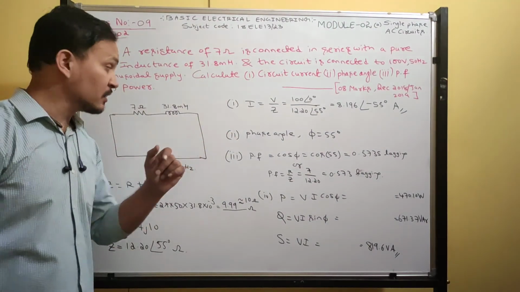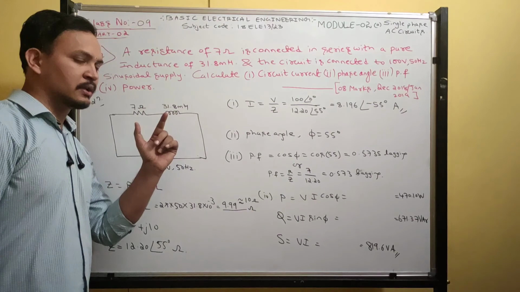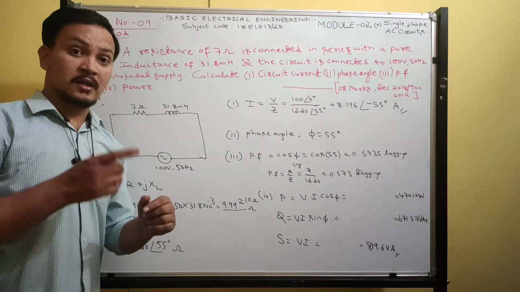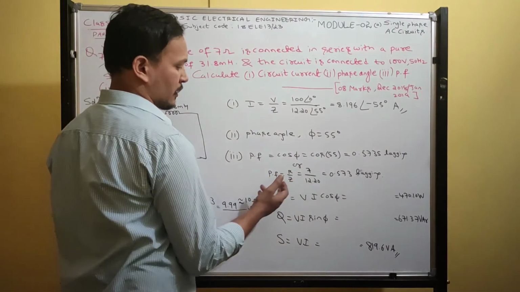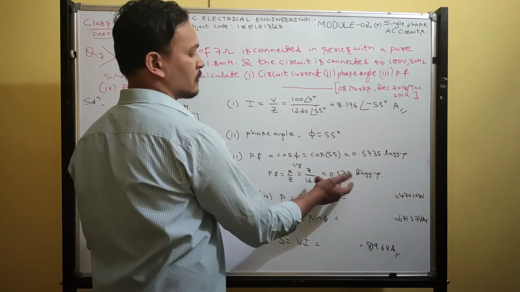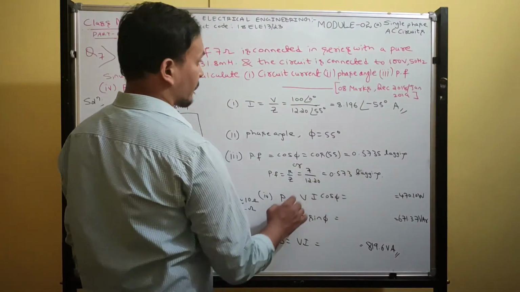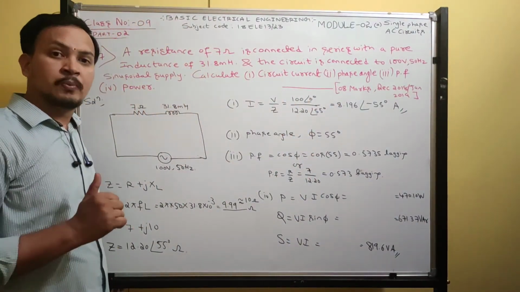But why I written lagging? Inductor is there. Whenever inductor in the circuit, you write lagging. If it is RLC circuit, if XL is more than XC, then you write lagging. If XC is more than XL, then you write leading. Other formula, power factor is equal to R by Z. R value 7, Z. Then also you get 0.573 lagging.